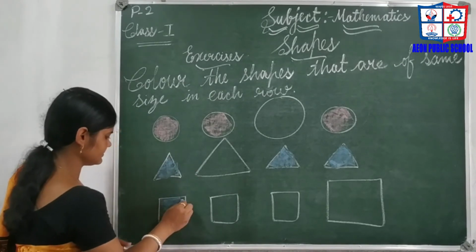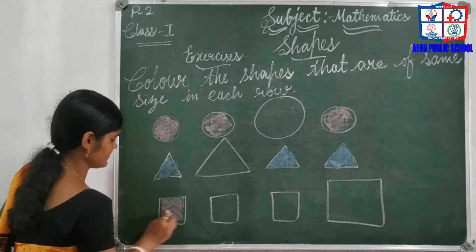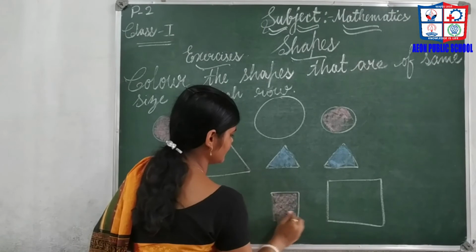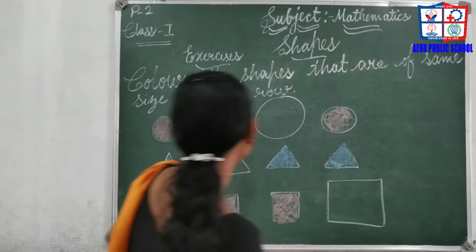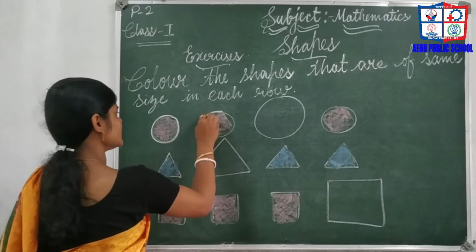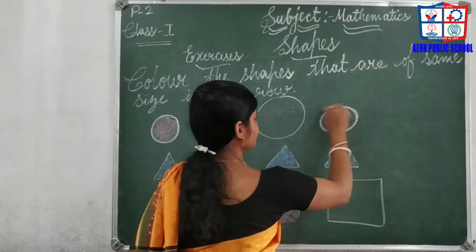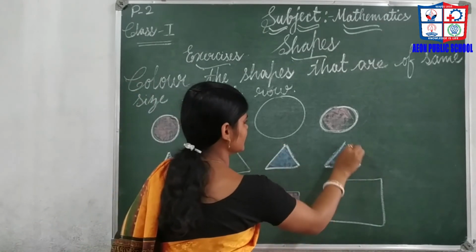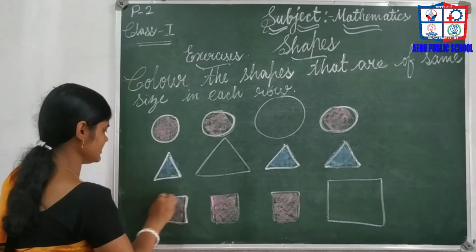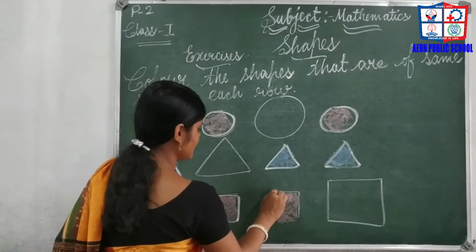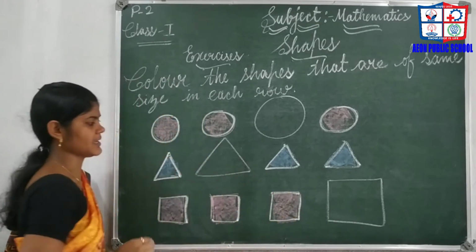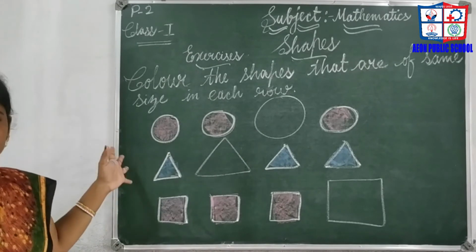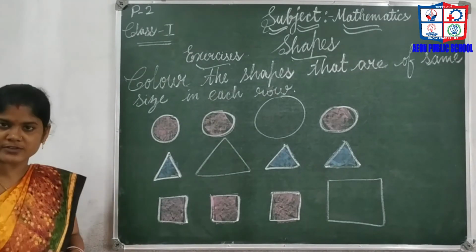And the next, this is equal to this and this. This is different. That's why we are leaving that one. So here only these 3 circles are equal. That's why we color. And here these 3 triangles are equal. That's why we are doing it. Here also these 3 squares are of the same size. That's why we are coloring. Which one is different in each row? We are leaving that one. Clear? Same like that only, the remaining questions of your exercise.